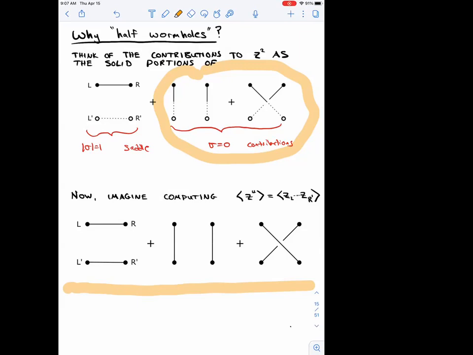So the contributions on the first line are kind of the underlying quantity that when you average it, square it and average it, you get a wormhole of the doubled theory. But for fixed couplings, they still exist, and their configuration is a half of the configuration of the wormhole of the doubled theory.